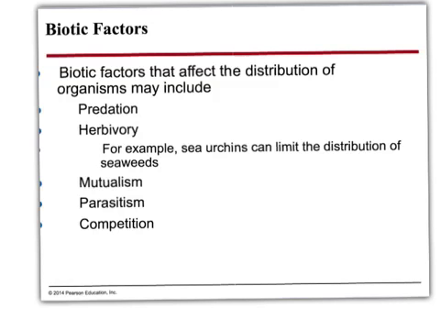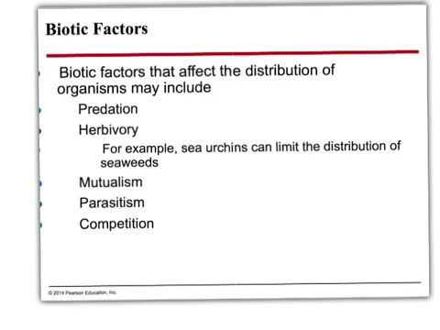Biotic factors that influence the distribution of organisms may include predation, right? Predator-prey relationships. You already just discussed that. Herbivory. What is herbivory? Right? Consuming plants. Okay? What plants are available for consumption? All right, so for example, sea urchins consume plants, and they limit the distribution of many seaweeds. All right, mutualism, parasitism, and competition.